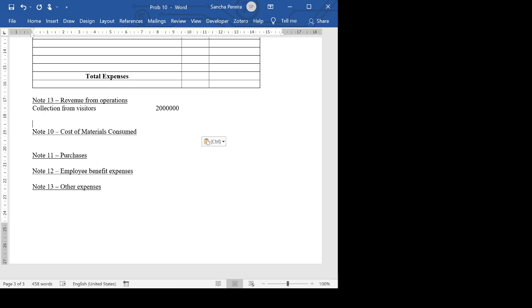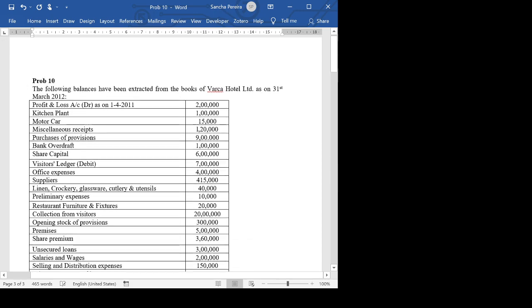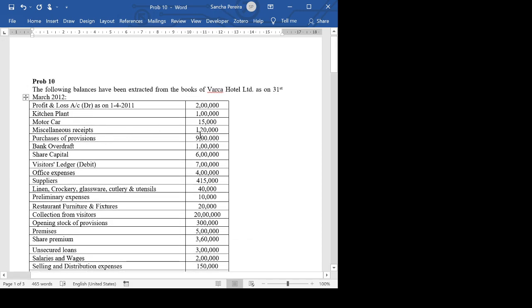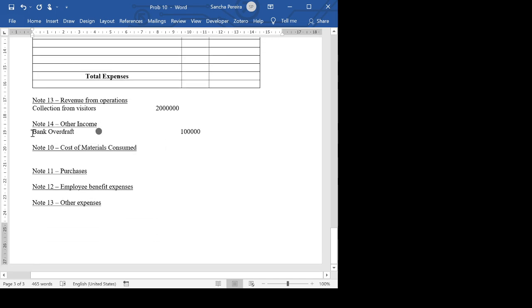Then we also have other income. We have some miscellaneous receipts here. Miscellaneous receipts, 1,20,000. Some other income, some general income. Miscellaneous receipts, 1,20,000.